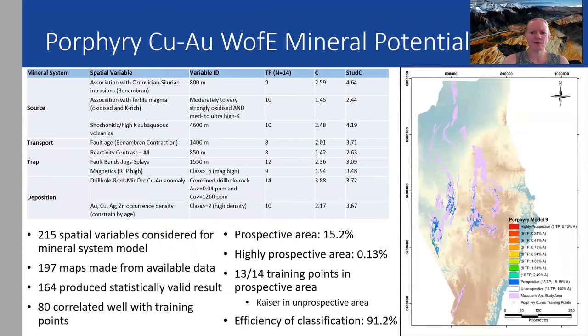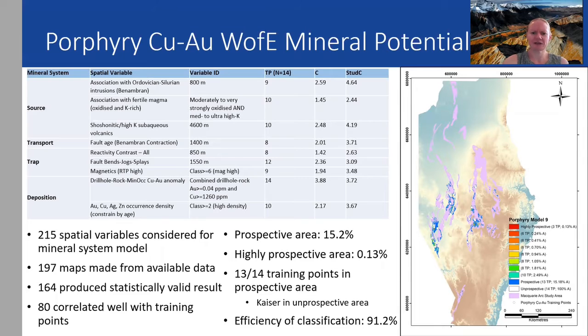So looking at the porphyry copper gold mineral potential using the weights of evidence technique, these are the 9 maps that were selected to go into our final model. The variable IDs are the various different thresholds that were selected based on the weights of evidence statistics, and the number of training points that were captured.